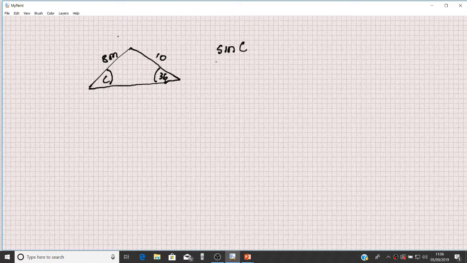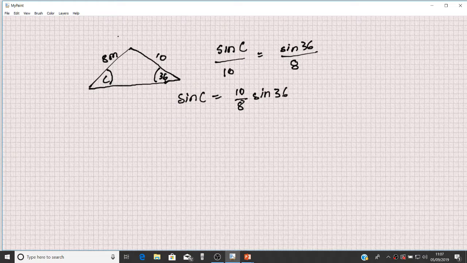So sine C over the length opposite, 10, equals sine 36 over its opposite, which is 8 meters. So I can look at sine C equals 10 over 8 sine 36, and indeed to find C we get the inverse of all of that. So sine minus 1, open brackets, 10 over 8 sine 36 degrees. So that should give us the correct answer.